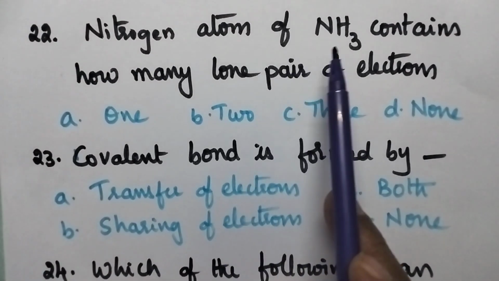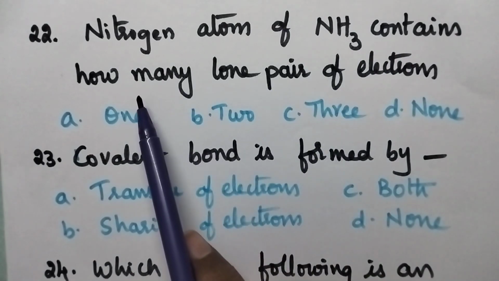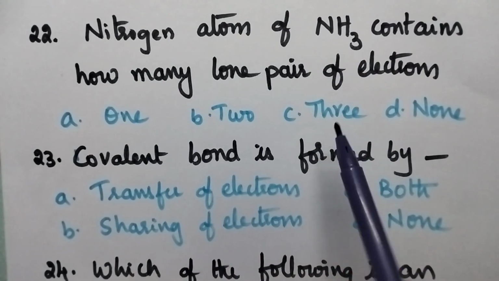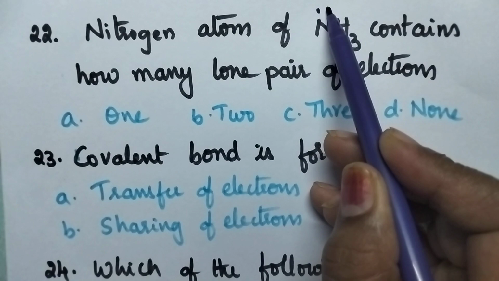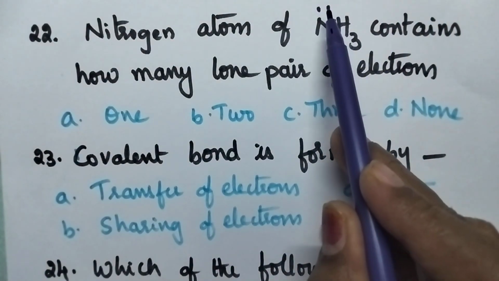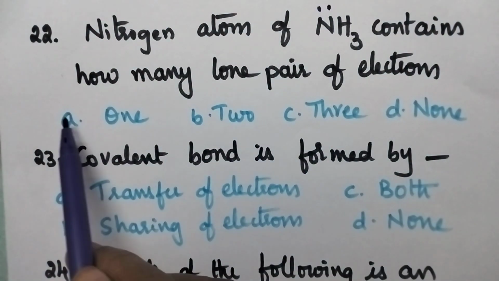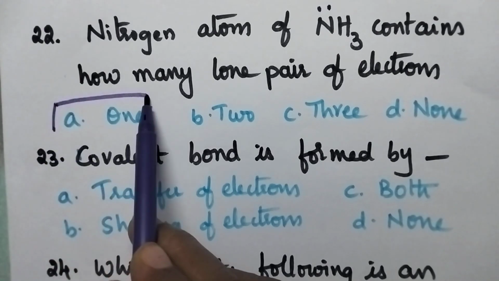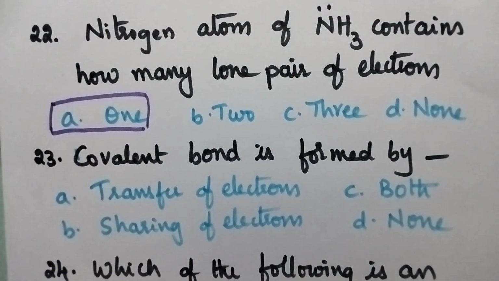Nitrogen atom of ammonia contains how many lone pair of electrons? Actually, it can be written as NH3. Nitrogen contains one lone pair of electrons. So option A, 1, is the right answer.